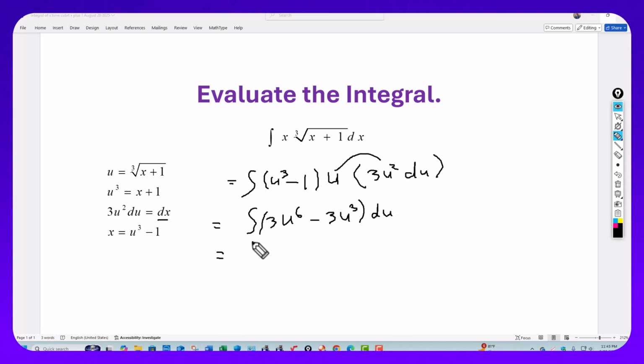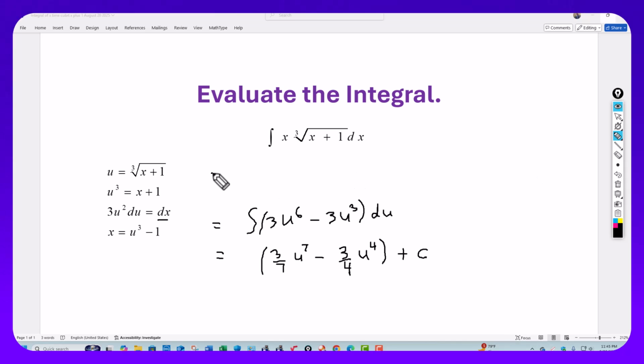So easy integration. Add 1 to the 6 and divide. That'll be 7, put 7 there. That's u to the 7th here. Minus 3u to the third, again integrate. Add 1 to the 3 is 4, so this would be 3 over 4. And then it's u to the 4th. That's the integral. And it's plus the constant of integration. So that's the integration in terms of u. All we have to do is go ahead and put everything back in terms of the original variable.